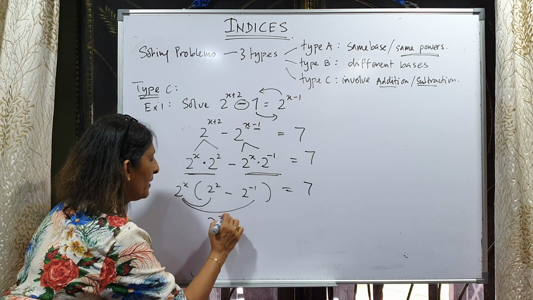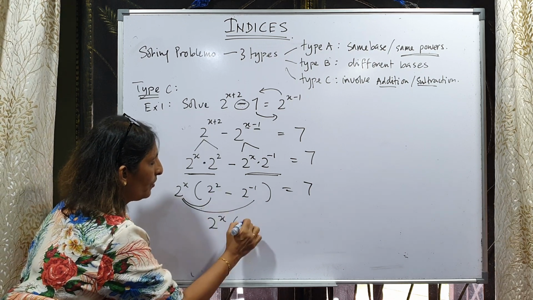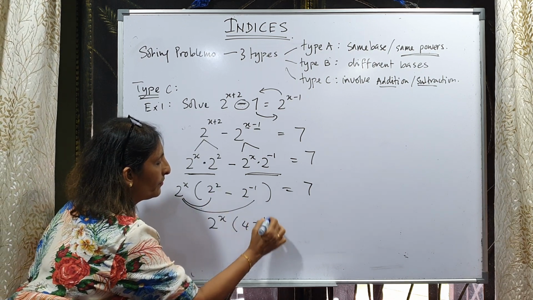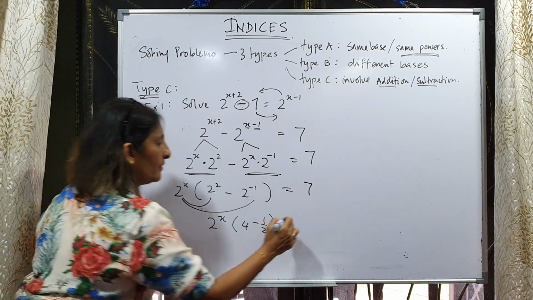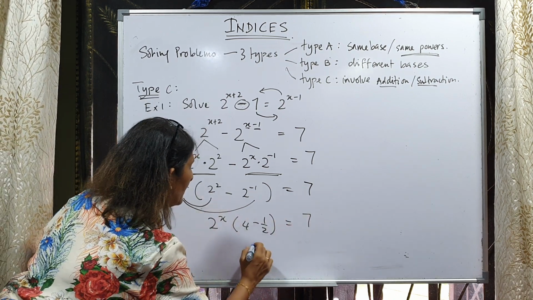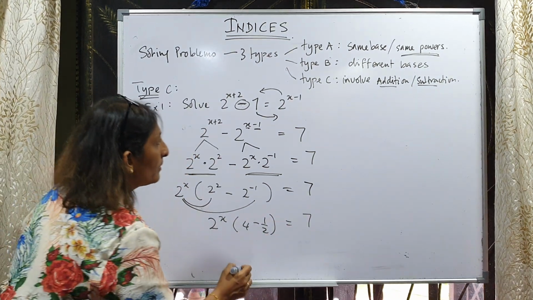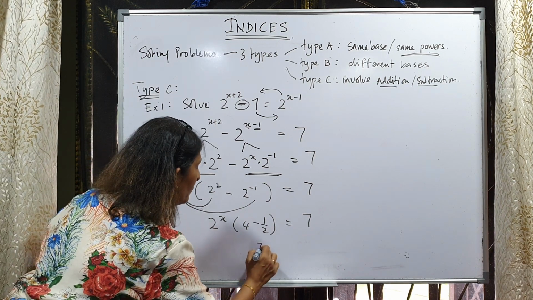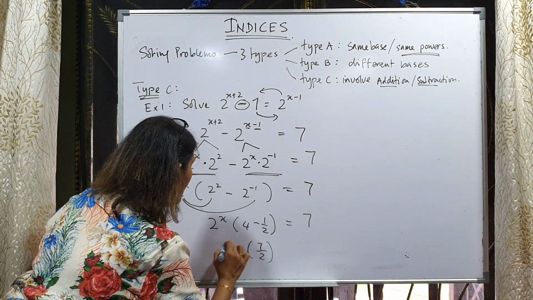Then you have 2 power x. This one is 4 minus half, right? Now what happens to 4 minus half? 3 and a half. 3 and a half is equivalent to 7 over 2. Okay?